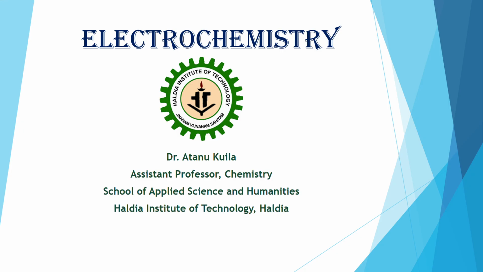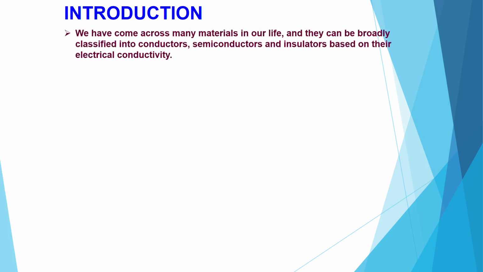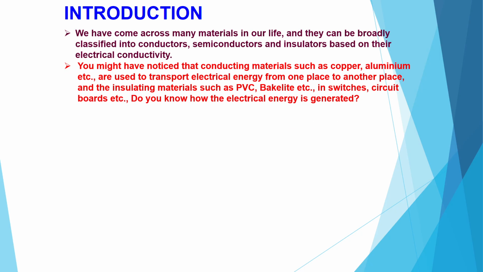Today I'm going to give you a brief idea about introduction to electrochemistry. We have seen many materials, some of them are good conductors, some of them are insulators, some of them are semiconductors based on their electrical conductivity properties. Some of them are used to conduct electricity from one place to another place, and the other materials like PVC, bakelites are used for making switches and circuit boards because they are good insulators.